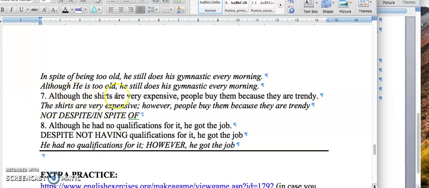Okay, although the shirts are very expensive, people buy them because they are trendy. En este caso no podemos poner in spite o despite of porque el sujeto este y este son diferentes. Por tanto, esto no se puede poner. The shirts are very expensive, however, people buy them because they are trendy. Although he had no qualifications for it, he got the job. And this case should be, despite not having qualifications for it, mismo sujeto, he got the job. He had no qualifications for it, however, he got the job.